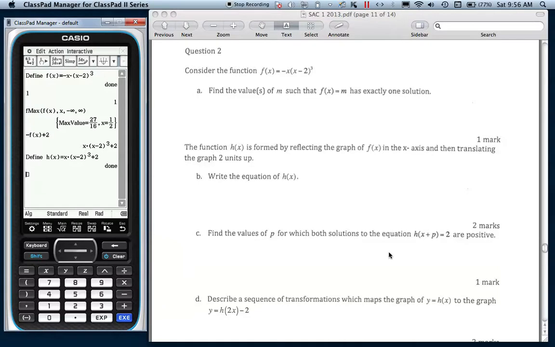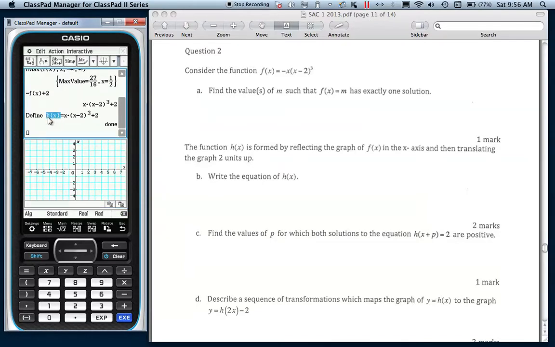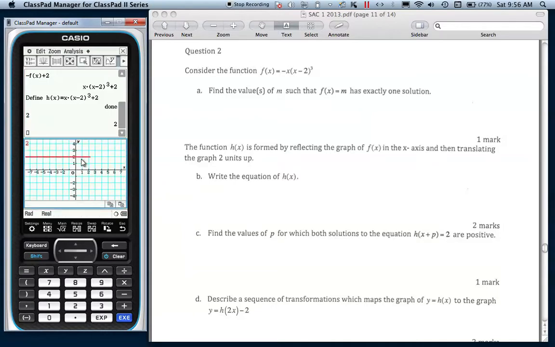Find the values of p for which both solutions to the equation h of x plus p equals 2 are positive. So we might just do that again. We'll clear that and sketch h of x. So find the values of p for which both solutions to this equation. We could put in 2. We could graph 2 as well. Put h of x back.